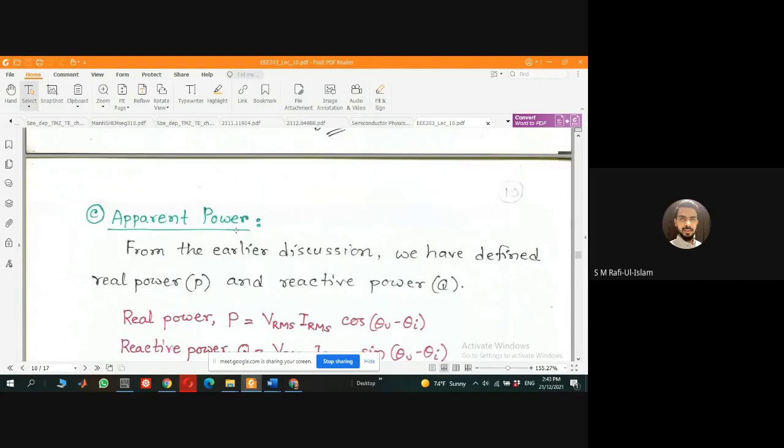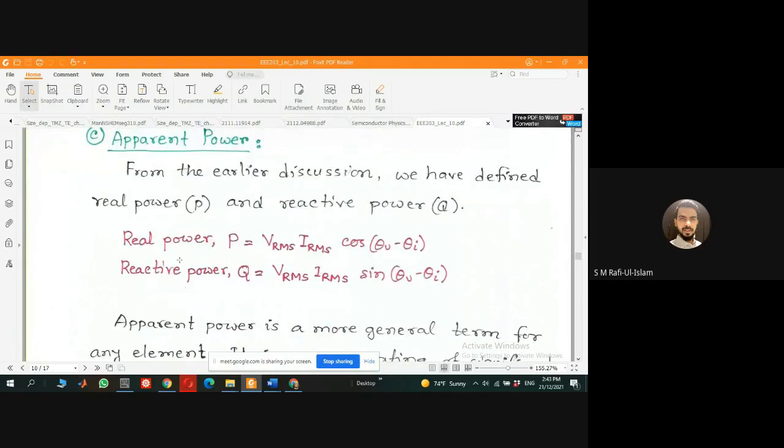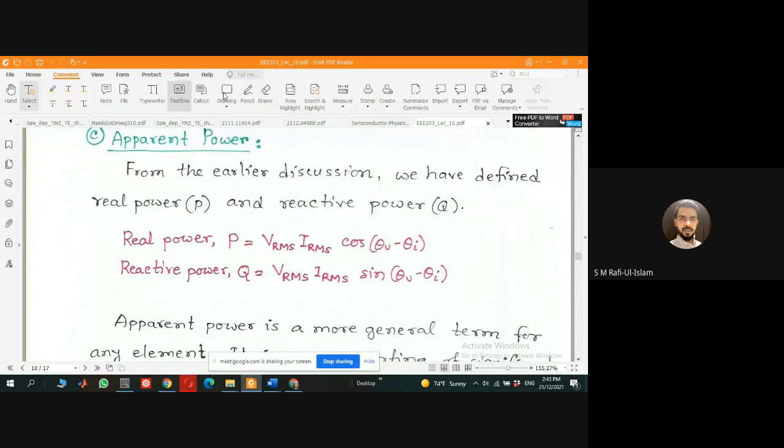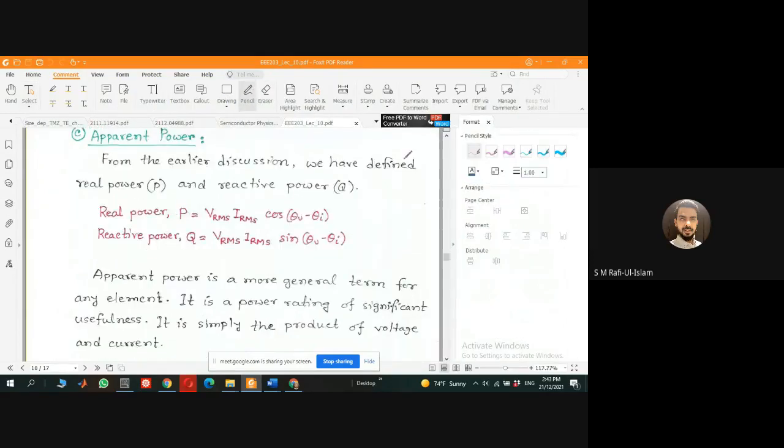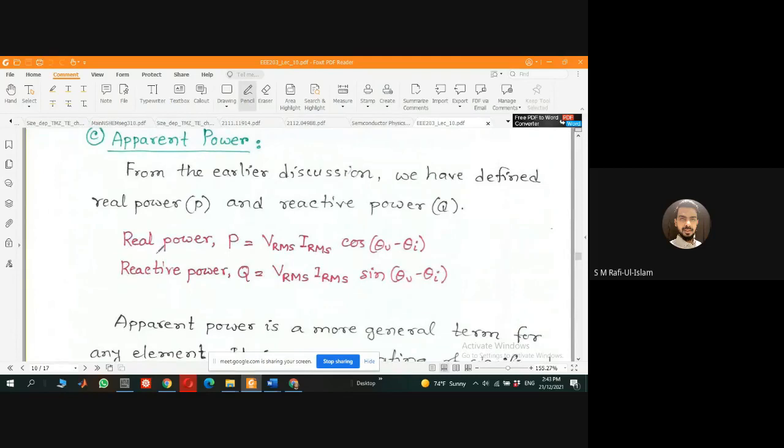So what is the expression for apparent power? It is simple. We have already learned the expression for real power: VI cos theta, where V and I represent the RMS values, and theta represents the phase difference between the voltage and current. Similarly, the reactive power is the same, but cos theta is replaced by sin theta.